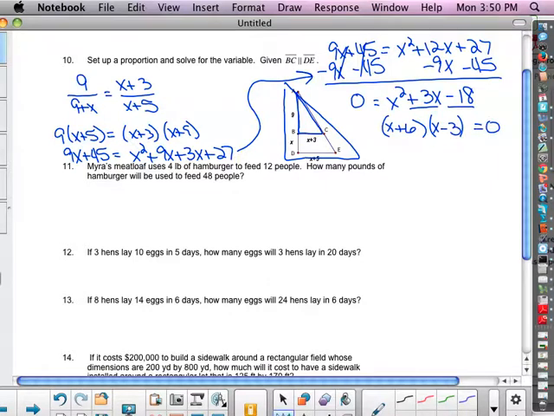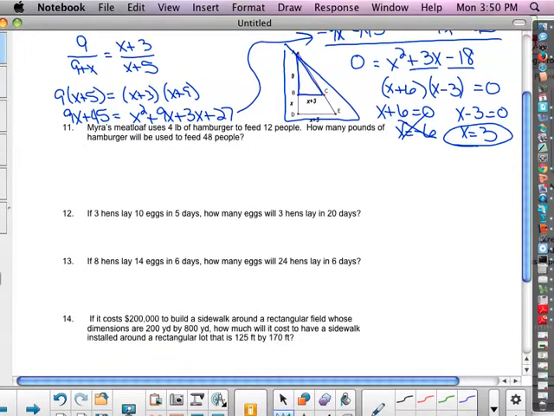Remember, the zero product property says that if the product of x plus 6 and x minus 3 is 0, then either x plus 6 is equal to 0 or x minus 3 is equal to 0. So x is equal to negative 6 or x is equal to 3. Remember, we can't have a negative number, so that eliminates negative 6 when we substitute it back in. So x equals 3 is the answer to that question.